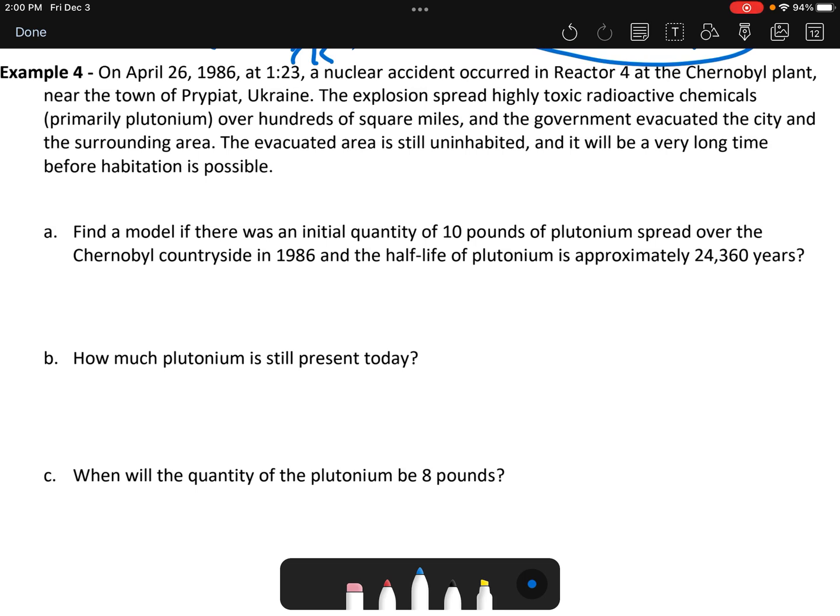So it says find a model. Okay, find a model, which means find an equation. Well, this is where we use that A if you want, or you could still use N, it doesn't matter. But the big key is we have to find K, the decay rate. Now we know that the half-life of plutonium is 24,360 years. That means if we had 10 pounds today, 24,360 years from today, we'll have 5 pounds.